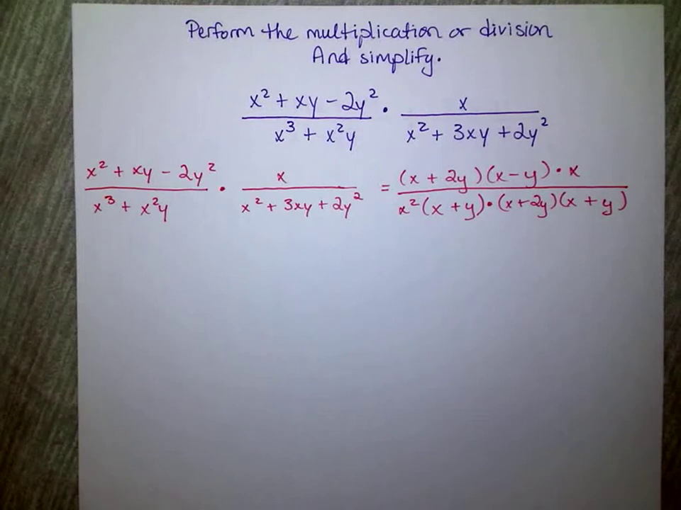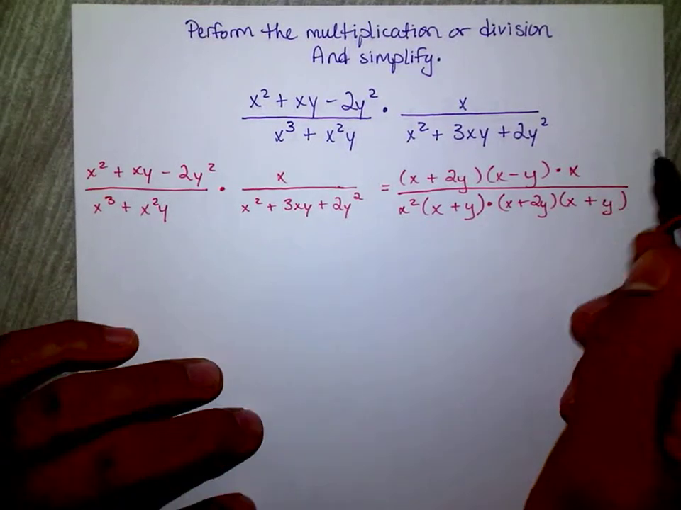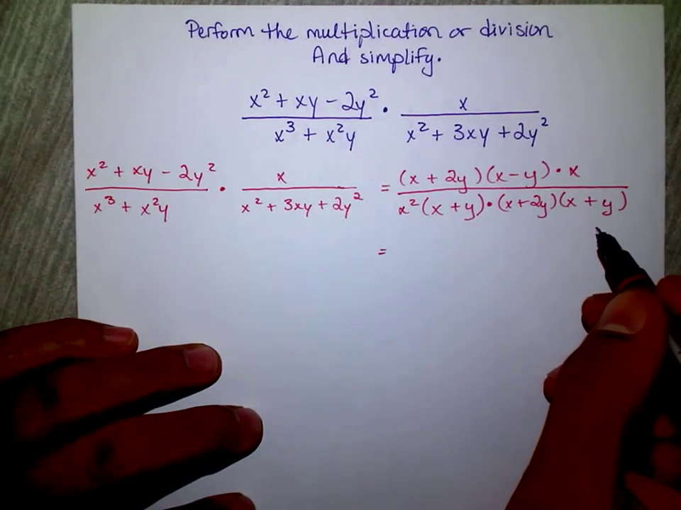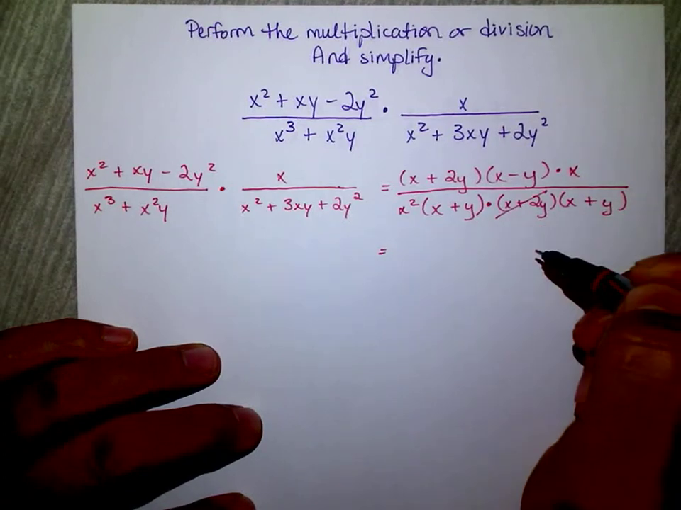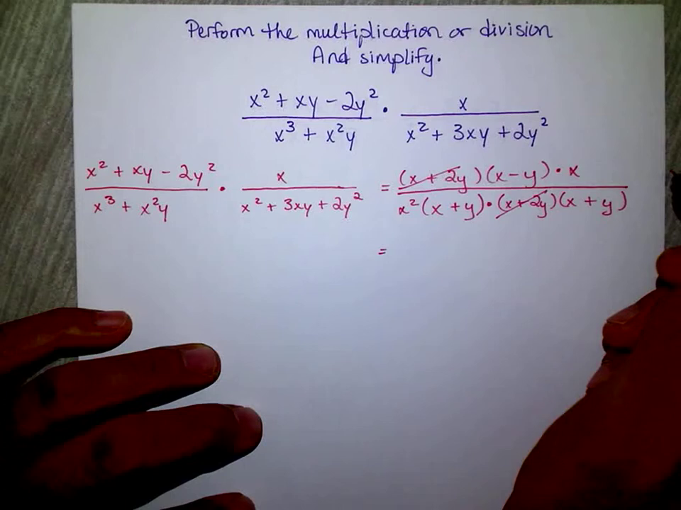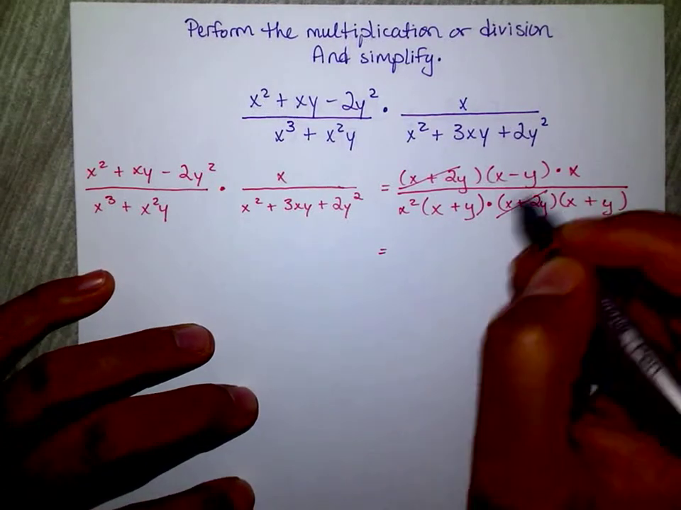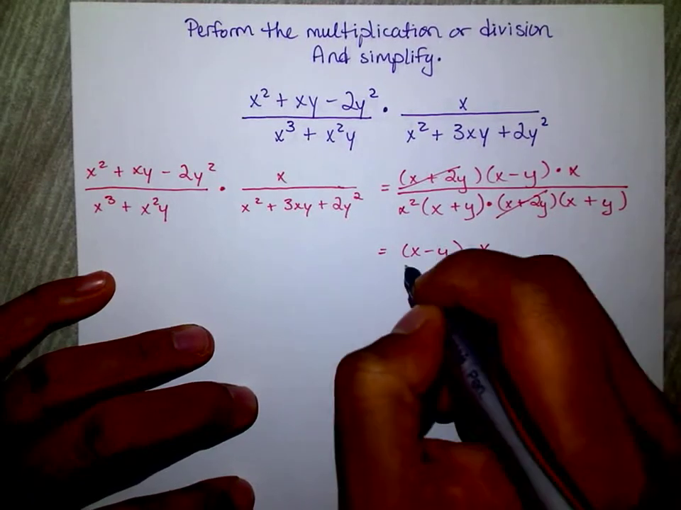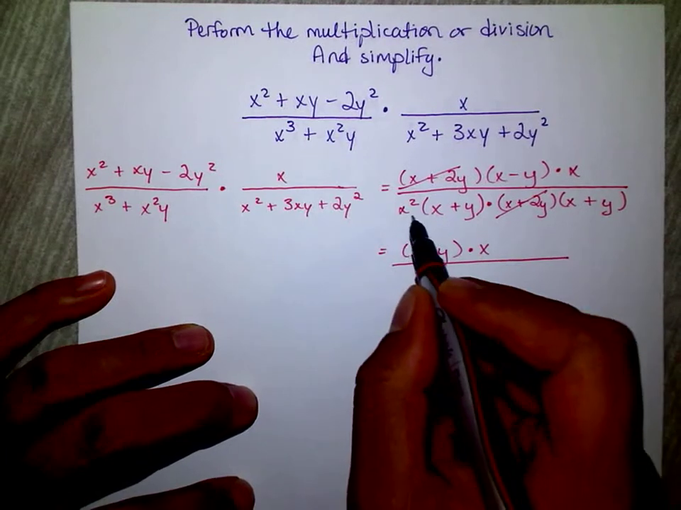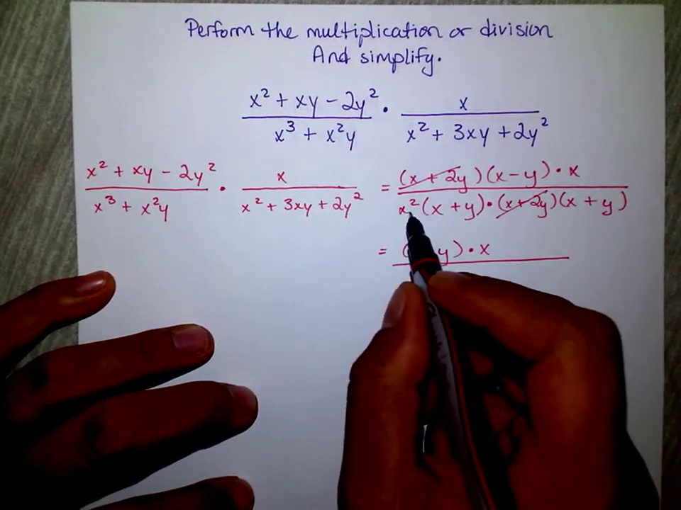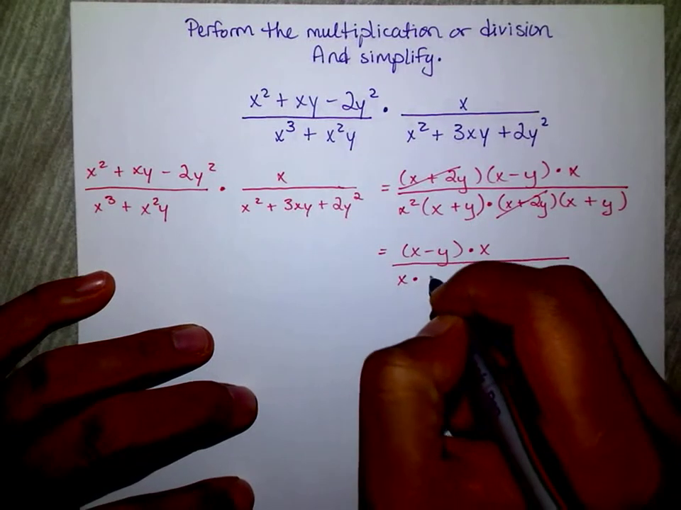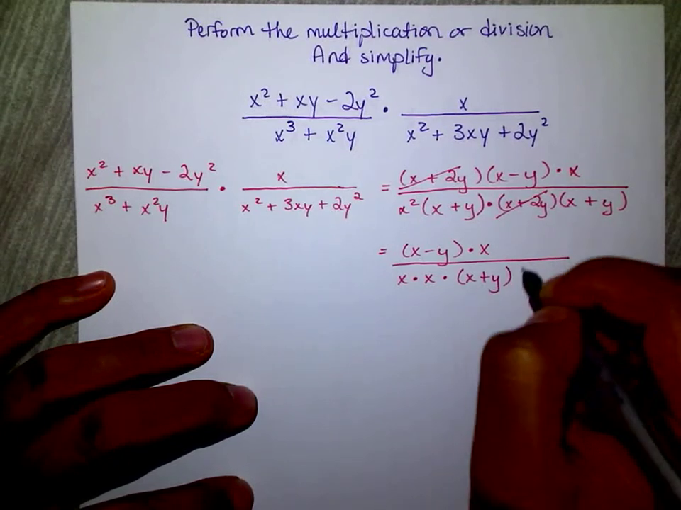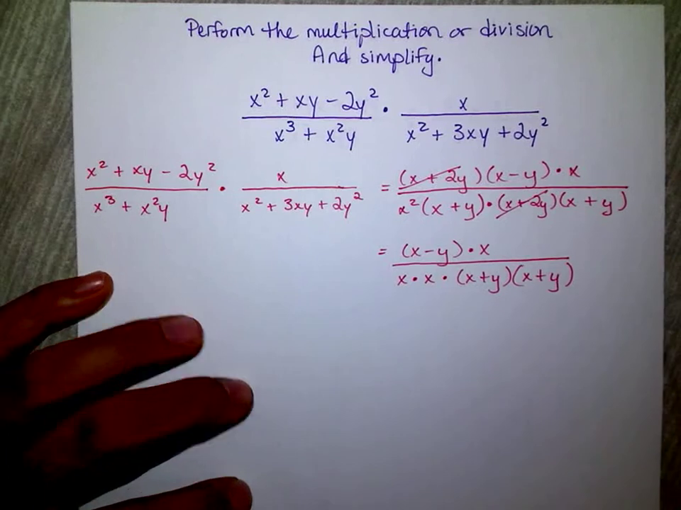Alright, now that we have that squared away, and remember everything is still multiplication, we can go ahead and start getting rid of some of our factors. We have an x plus 2y here, x plus 2y there. So that's going to leave us with x minus y times x over, and since we have x squared down here, we can factor that and make it x times x times x plus y times x plus y. Okay?